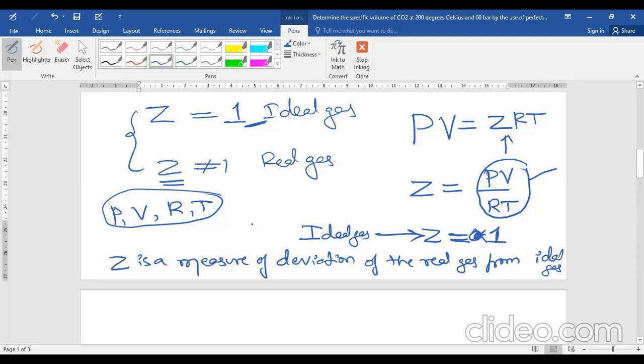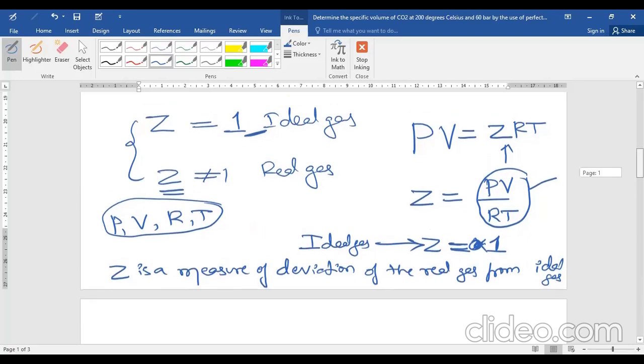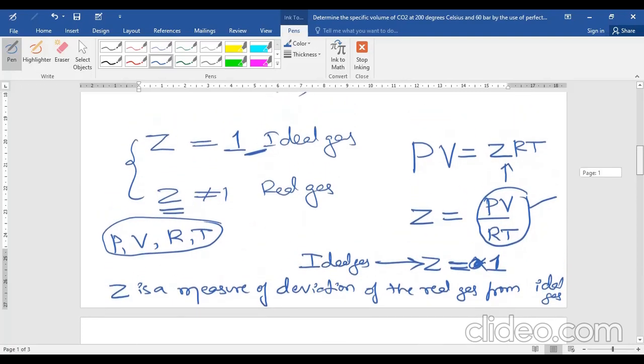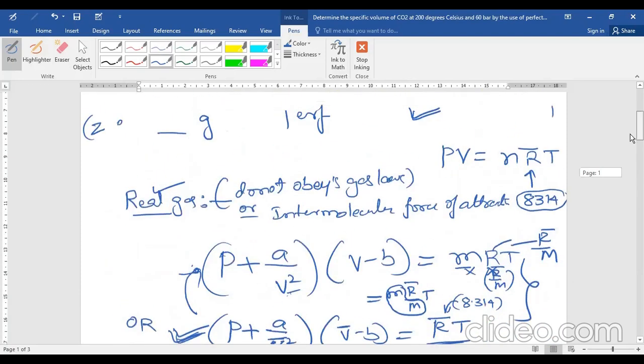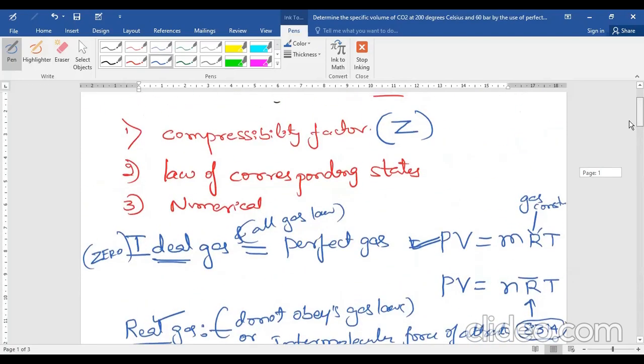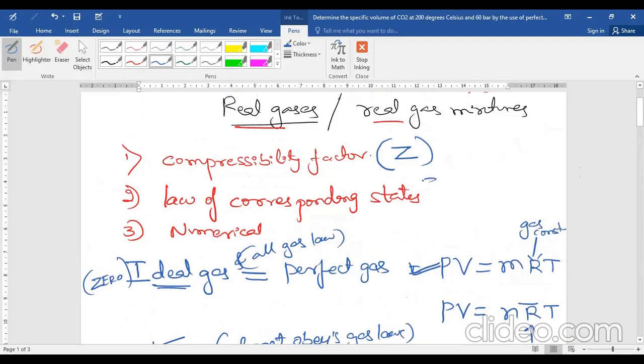So at what value of Z the ideal gas is converted into real gas, that is the value of Z. You will be solving numericals and calculating the compressibility factor. So the next topic is the law of corresponding states. Very easy topic. It is a definition. It will be asked for 3 marks or 2 marks in the exam. It is a very easy topic.